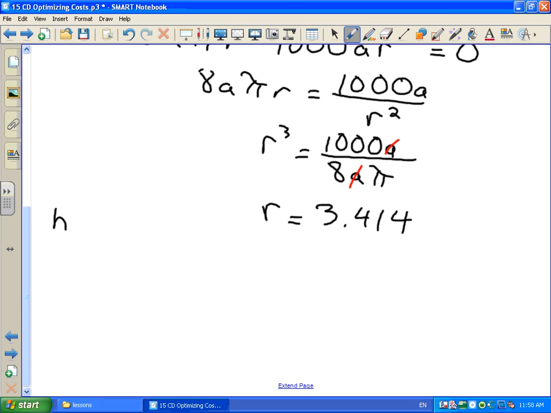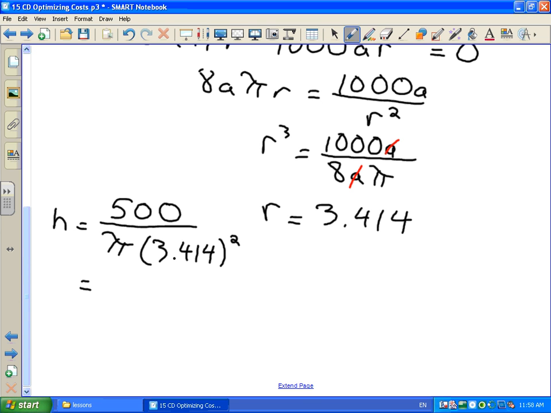Plug this back in to the height. 500 pi divided by pi r squared, so 3.414 squared. And our height here is going to be 16. That's 695. Okay, I think.